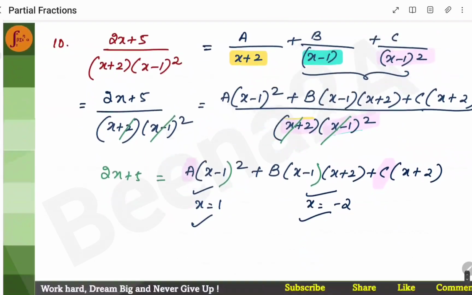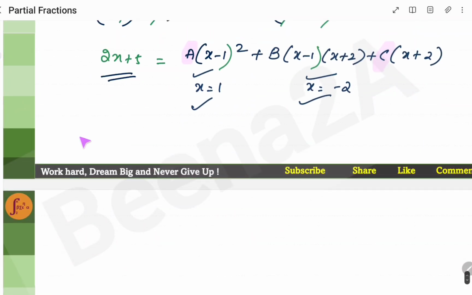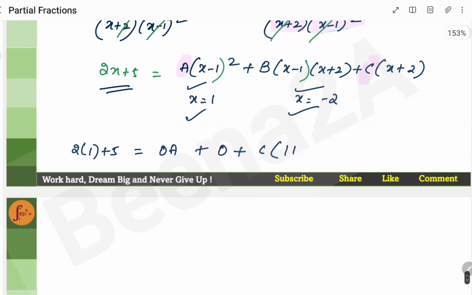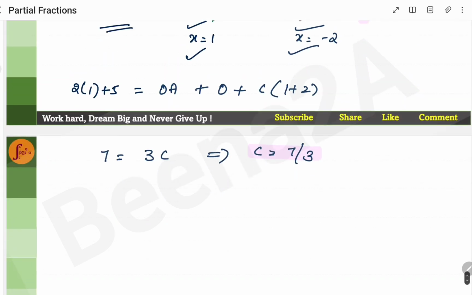So let's substitute x is equal to 1. So 2 into 1 plus 5 is equal to, here 1 minus 1 will become 0, and here also 1 minus 1 will become 0, and here we have c into x is 1, so 1 plus 2. So we'll get 5 plus 2, 7 is equal to 3c, which implies c is equal to 7 by 3. So we got the c value. Now we'll find the next one.